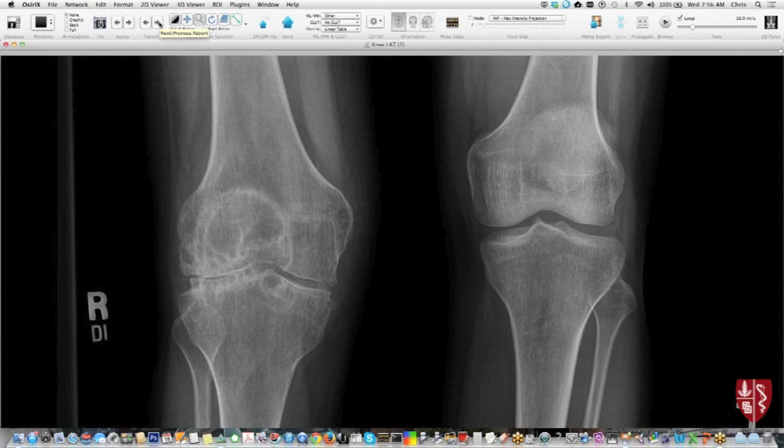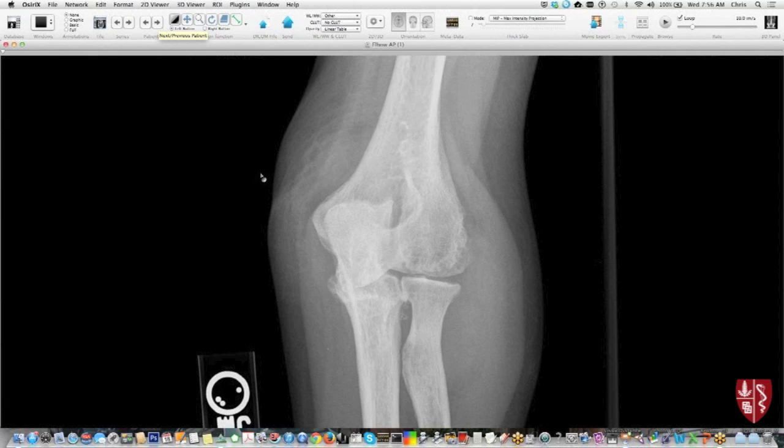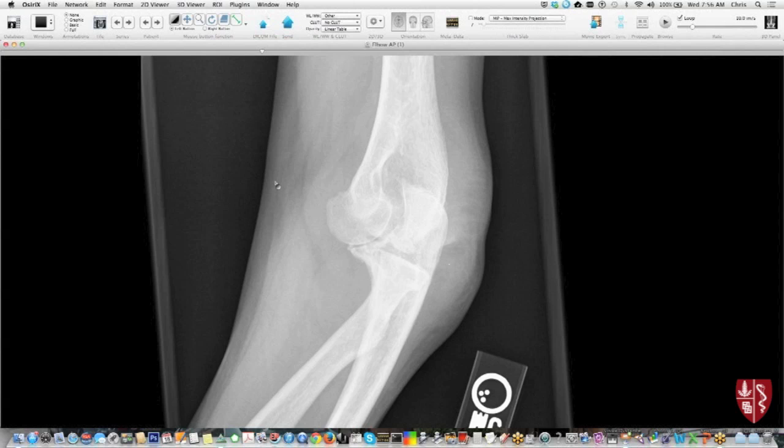And goodness knows that the requisitions for these exams usually say knee, AP, and lateral, ASAP. They don't really give us any useful information.